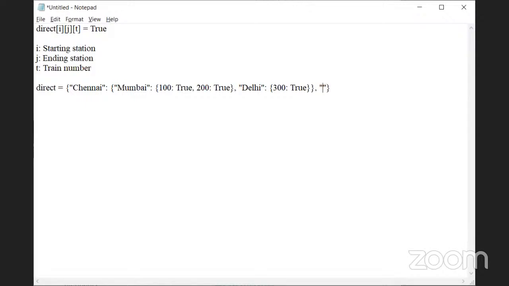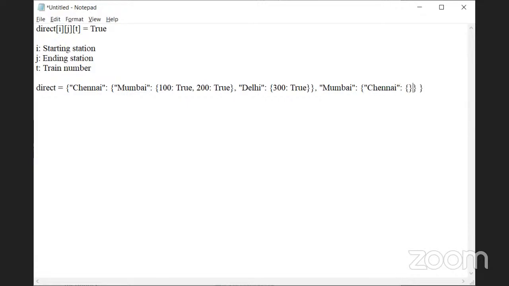Now, after this, I can have maybe another station. This time let me take it the other way around. Now I will add Mumbai. Now you might see why the keys cannot be duplicated. But this Mumbai is inside, at the second level of the dictionary, whereas this Mumbai is at the top level. That is allowed. Earlier, we were checking trains from Chennai to Mumbai and we found 100 and 200. Now, I am finding trains from Mumbai to Chennai.